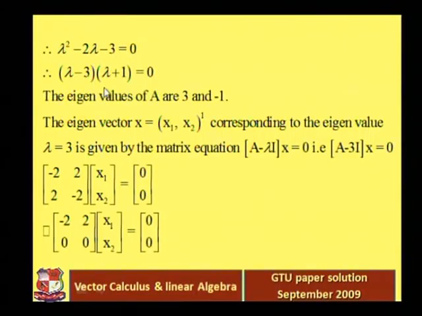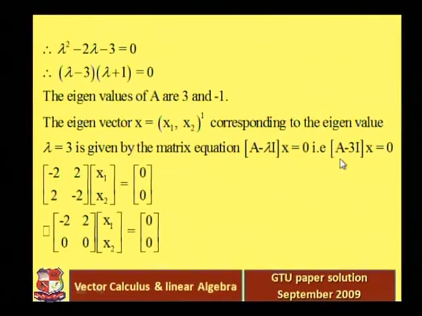Factor of this equation, you will get lambda minus 3 into lambda plus 1, that is equal to 0. So the eigenvalues of A are 3 and minus 1. The eigenvector x, that is equal to x1 x2, corresponding to the eigenvalue lambda is equal to 3 is given by the matrix equation A minus lambda I into x, that is equal to 0.